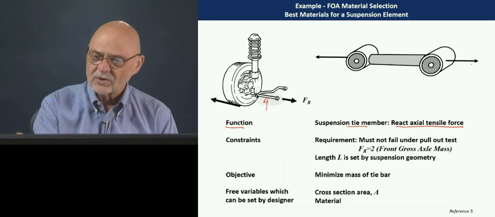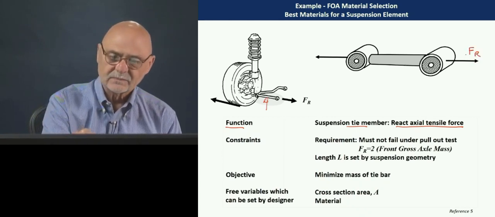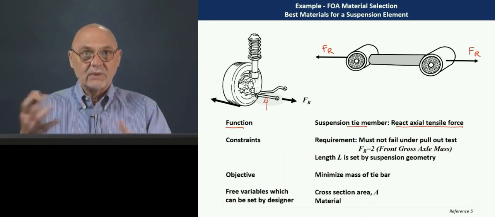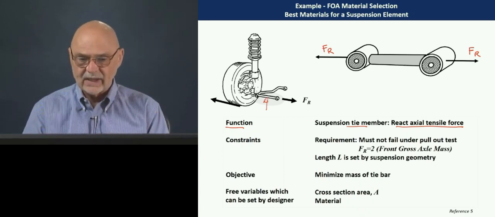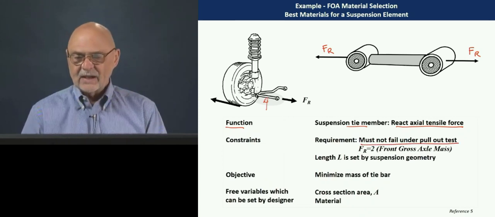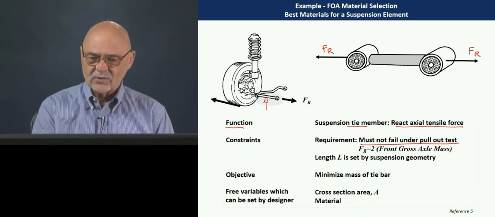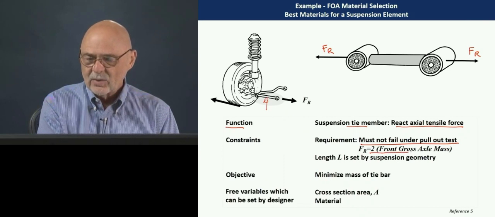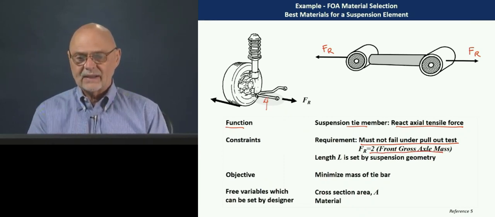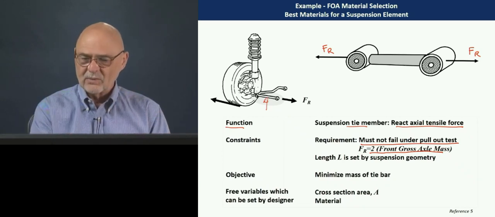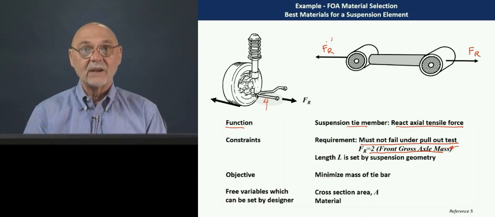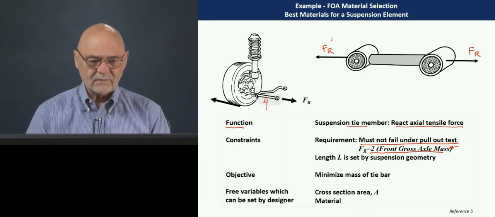So we're saying that we have some force here that we have to react, okay? And we have a numerical value for that, okay? And so here's an example of that. It must not fail under a pull-out test, so that for the car we're designing, we want it to be 2 times the gross axle mass on this, okay? So presumably we could have a number for that, multiply it by 2, and that gives us a value for F sub r.